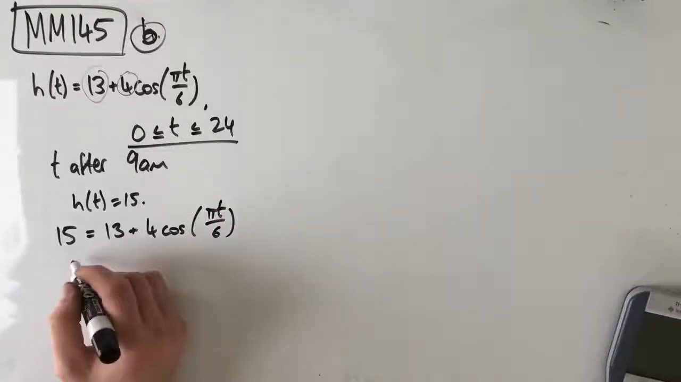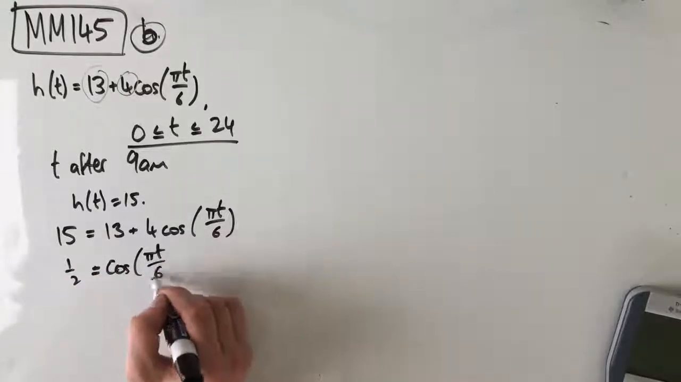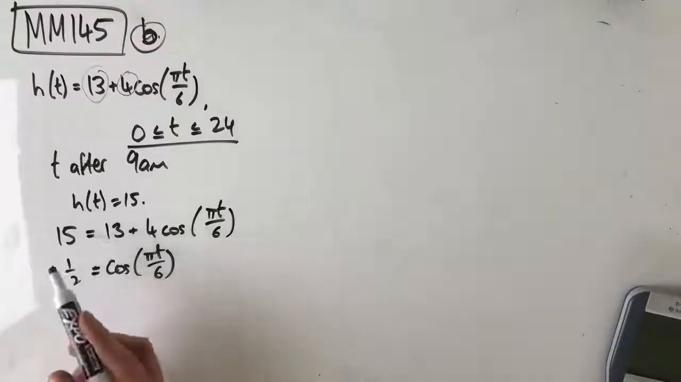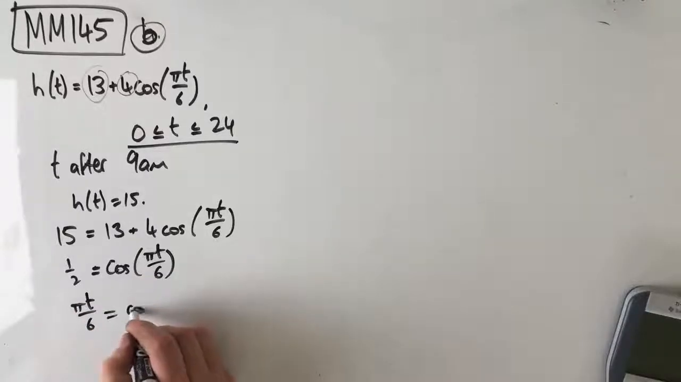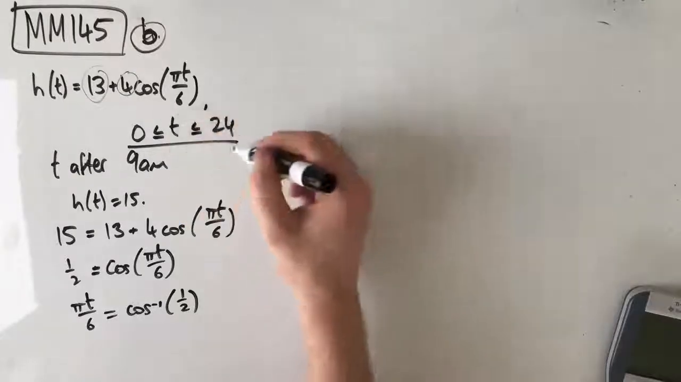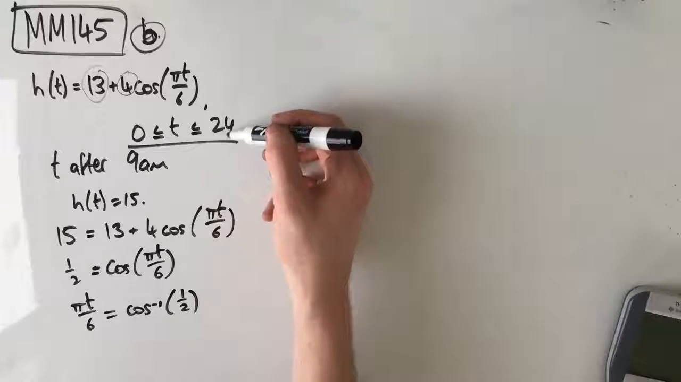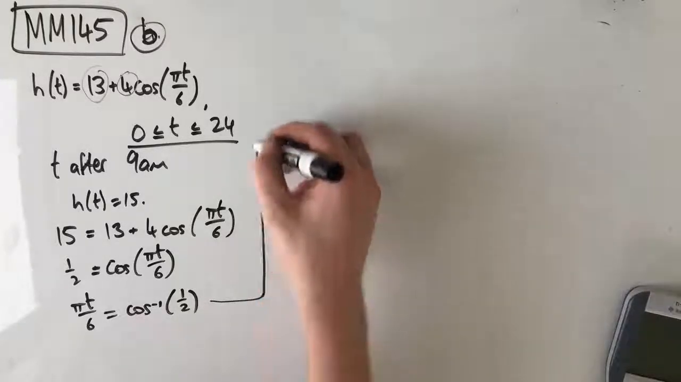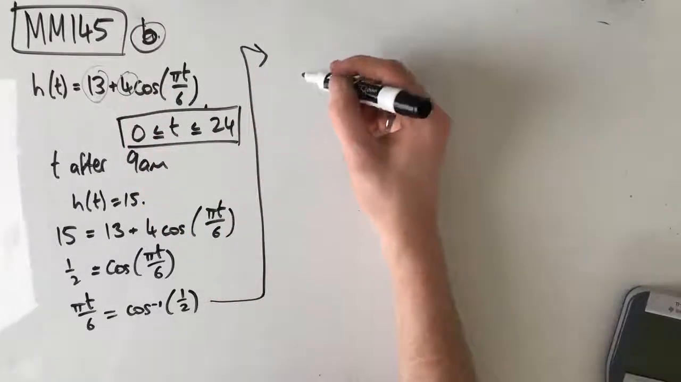Rearranging this, we get 1/2 equals cos pi t on 6. I'm clearly skipping a few steps here, guys, but you just need to rearrange it a little bit. From here, we get pi t on 6 is equal to inverse cos of 1/2. And as always, guys, we've got a domain. We're looking for more than one value of t. So we need to really keep this domain in mind when working with our values. So because t is between 0 and 24, it means that we're going to have a few different answers.